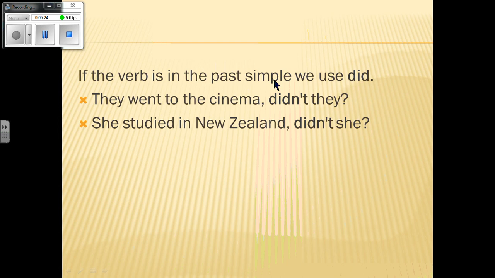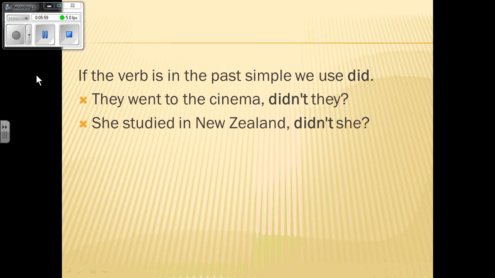If the verb is in the past simple, we use did, of course. They went to the cinema. Do we have here any of the helping verbs? Do we have verb to be? No. Do we have verb to have? No. Do we have the modal verbs? One of the modal verbs? No. So in this case, we use one of verb to do. Here the verb is in the past, so we will use did. The sentence is in the affirmative form, so we will use didn't in the negative form. Didn't they?